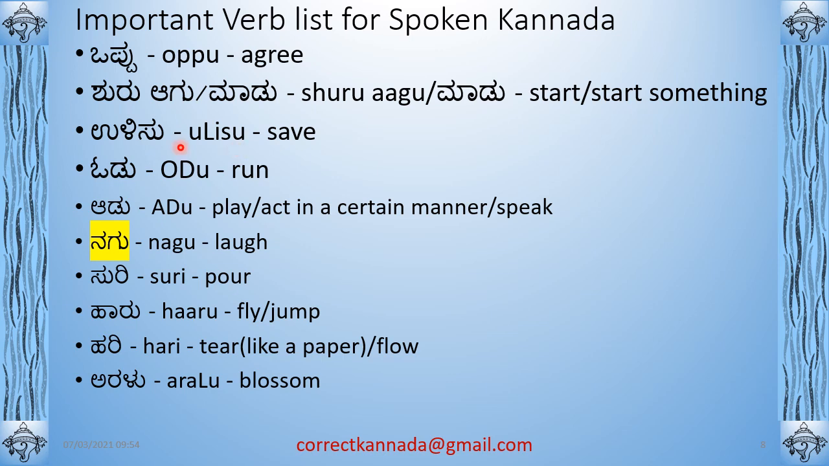Okay, ulisu is to save something. Ulisu can also be used for something that is remaining. Okay, for example, swalpa anna ulidide. You will say there is a little bit more rice after our eating. After all of us ate, there is something remaining. So the remaining part of something is also called ulidadu. Okay, it is taken from this ulisu. But ulisu is to save something, save somebody.